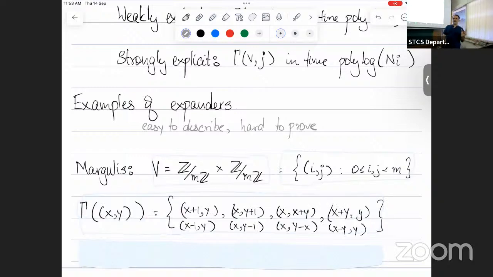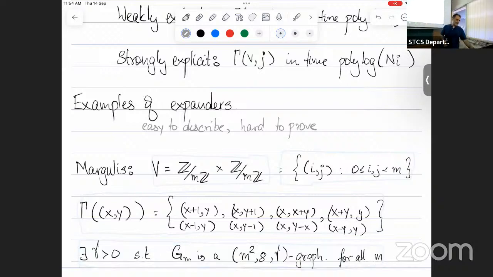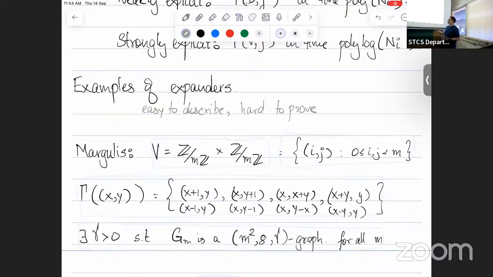So a pair x, y is connected to the following 8 points. You go one step forward in x, one step back in x, one step up, one step down, and then you do some diagonal business. There are some eight neighbors that you have. There is a reason for this being 8. This has something to do with a certain group action on this set of vertices. And the theorem of Margulis basically says that there is a fixed constant gamma such that all of these have a spectral gap of gamma, no matter what choice of m you want to choose.